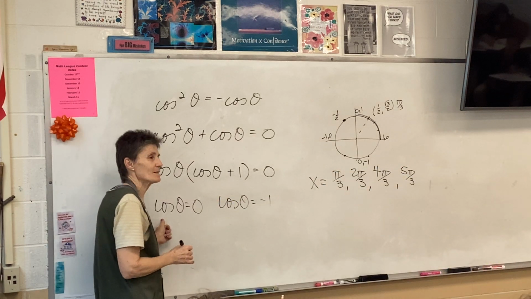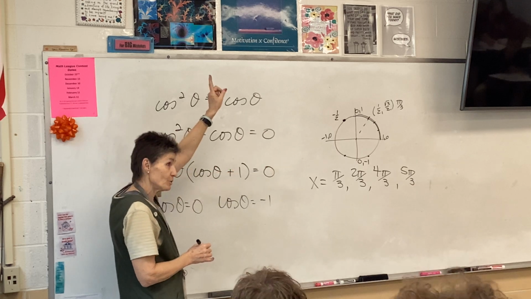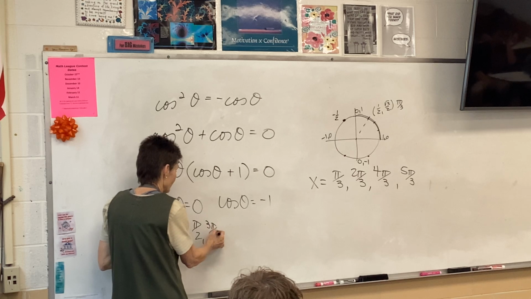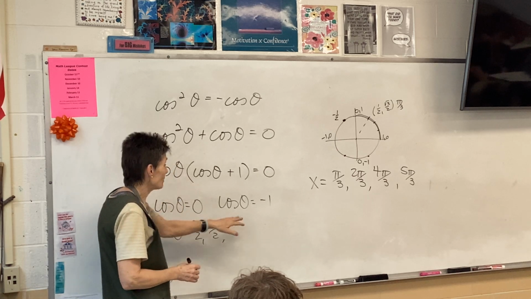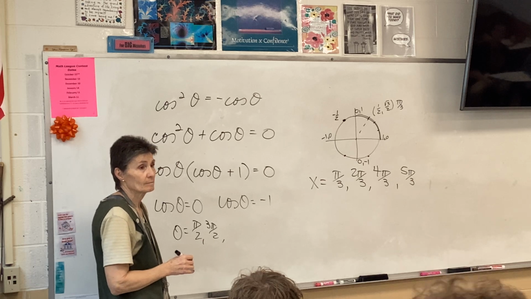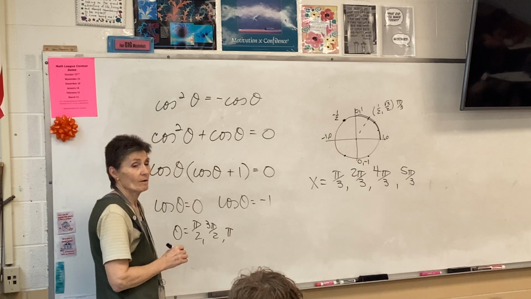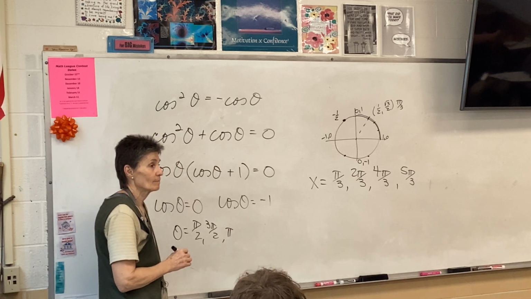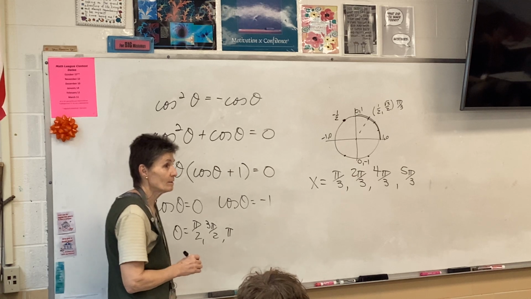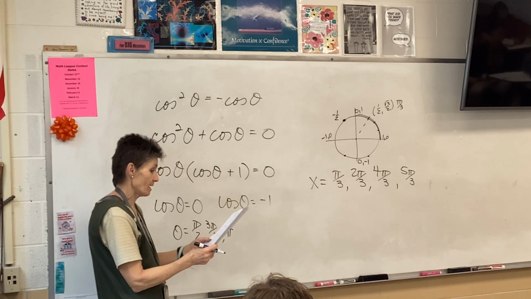So where does the cosine equal 0? At pi over 2 and 3 pi over 2. Where does the cosine equal -1? Pi. So there are the answers to the question. You follow all that? It's pretty easy, really. It's not too bad.